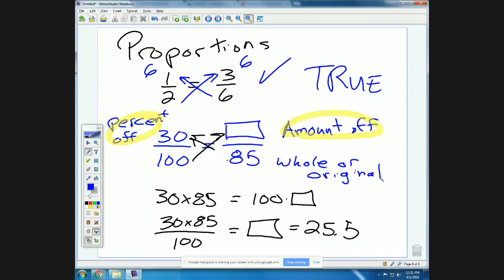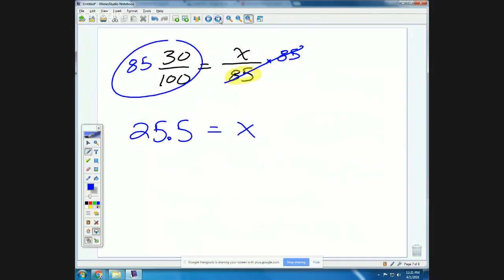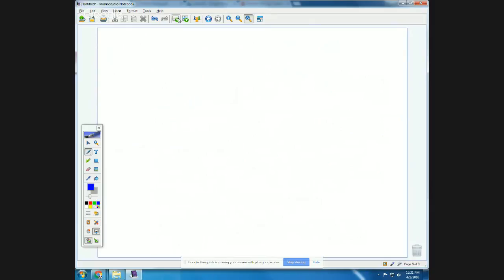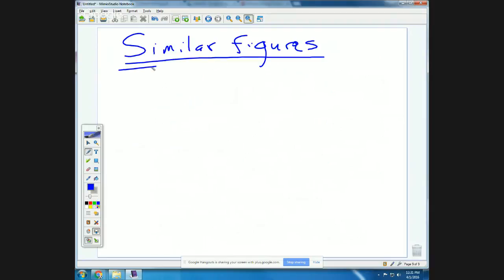All right, so some other places that we can use proportions besides percentages. Uh-oh, my slides get out of sync. We'll deal with that later. So, and this is with similar figures in geometry. And two figures are similar if they have the same shape. So, for example, all circles are similar. They all have the same shape. They're circles.